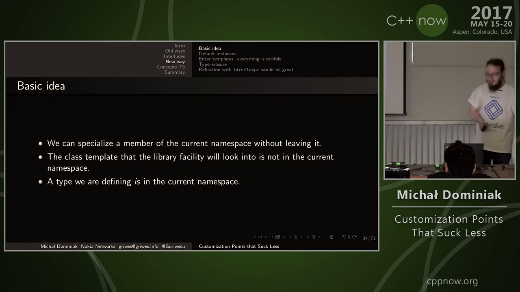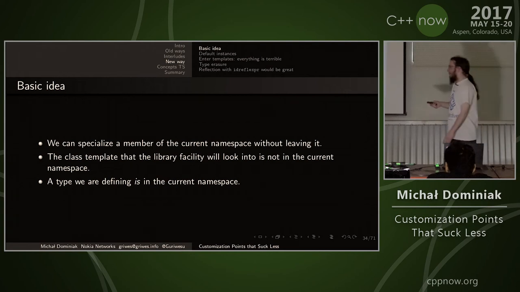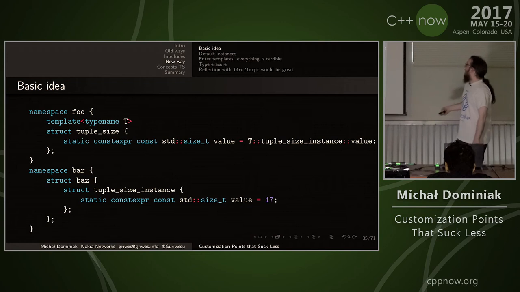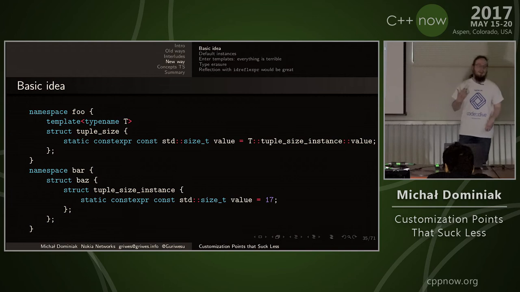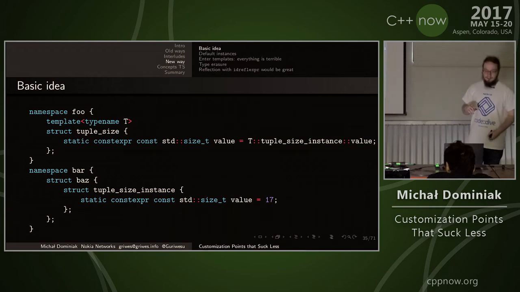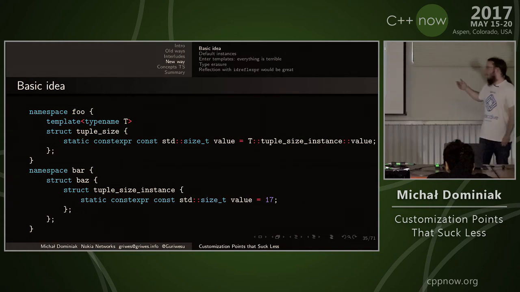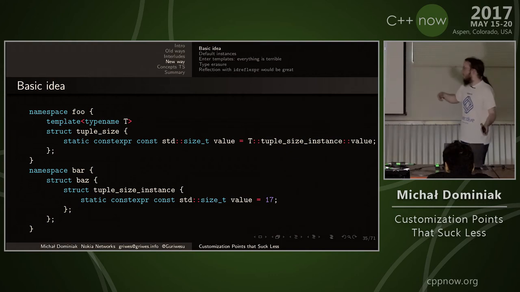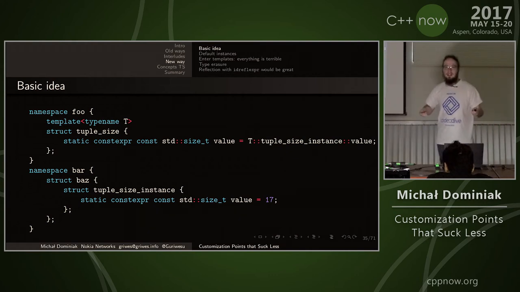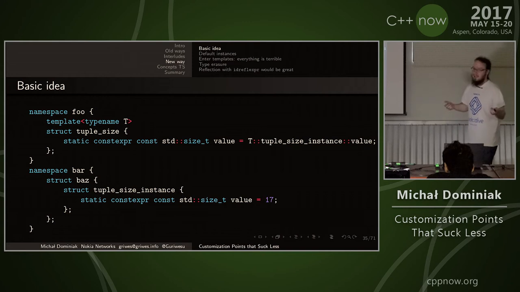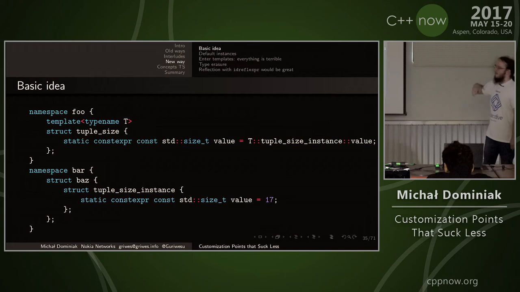I could end the talk now and you would have to figure this out. But so, let's have a tuple size somewhere that will look inside the type that we are asking about. I call the member of the type tuple size instance, borrowing the name from Haskell. Like Haskell has instances, right? So we say that the tuple size is 17 for whatever reason.